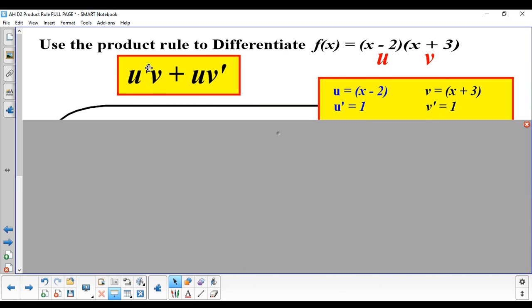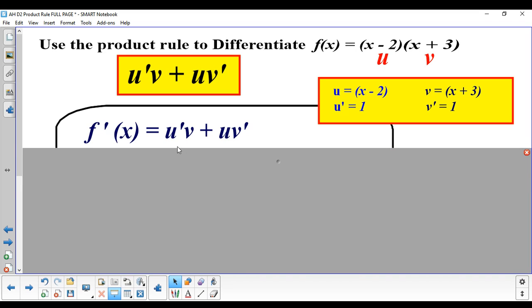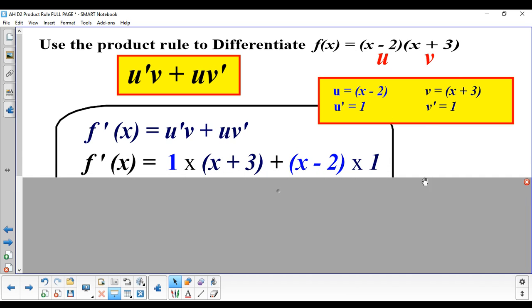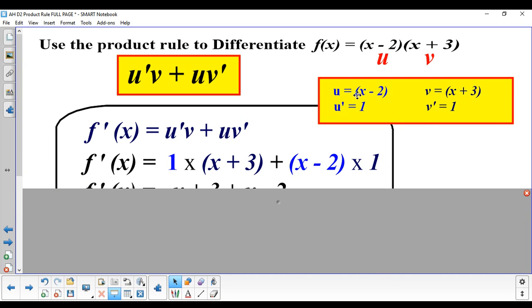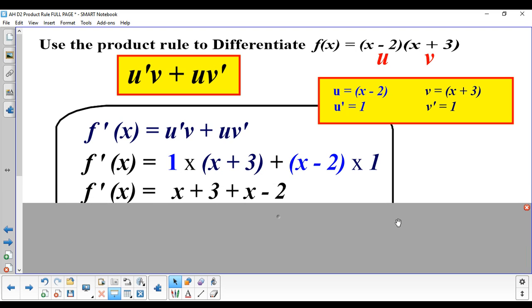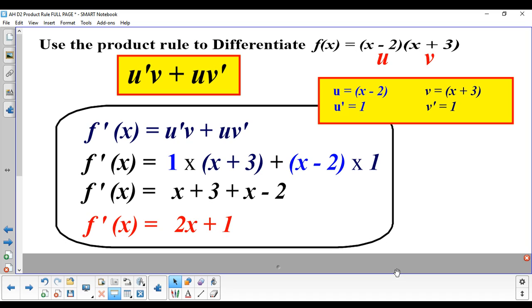Right, so this is our rule, we know the U and V, we have our information, so let's just use it. So what I normally do is look at what the actual function's been represented with. If it's y, I'll use dy by dx. If it's f of x, I'll use f dashed. So I just write the rule, okay? Then I go U dash V is 1 times x plus 3, and UV dashed is 1 times x minus 2. It doesn't matter which one you put at the front. And in fact, if you've got 1 times, you don't even need the 1 there. Okay, I'm just showing you how it works. Then collect them together, so you'll get 2x plus 1. Okay, that is exactly the same answer as before.